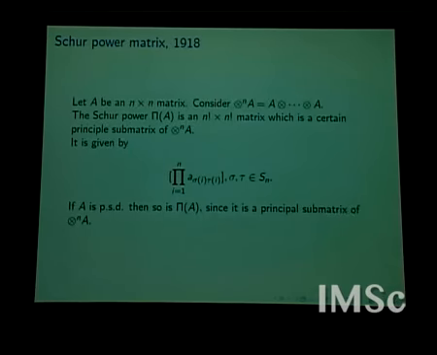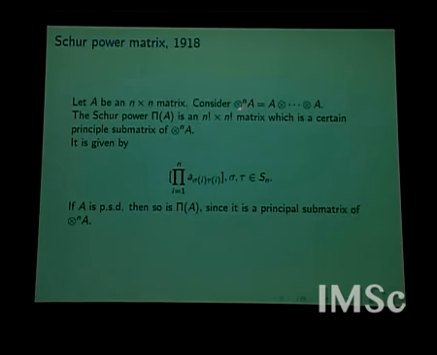Okay, now to unify all these things, I need one particular definition, which is the key definition, and this is called the Schur power matrix. Again, this goes back to the same paper of Schur. I'll comment on this a little later. And the term Schur power was coined by Russell Merris in the 80s. And the idea is like this.